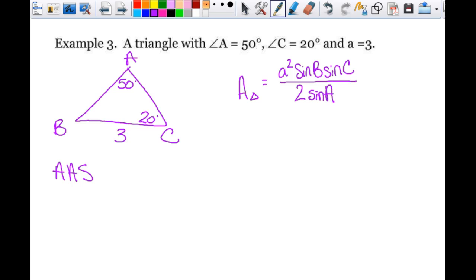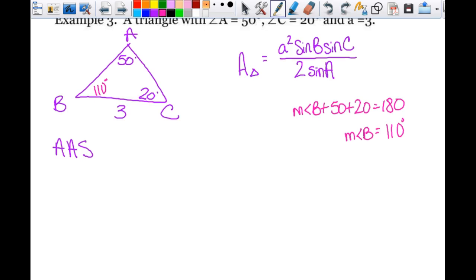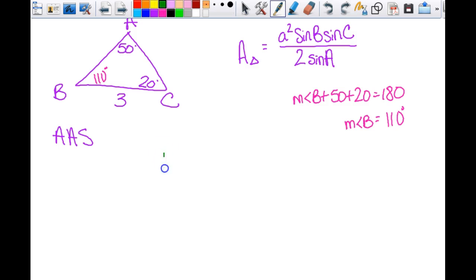So in order to do this, you have to have all three angles. Easy to do. We know that the measure of angle b plus 50 plus 20 equals 180. So that gives me 70, which means the measure of angle B then is what? 110. So now I just substitute it all in. The area of the triangle is equal to the side you know, 3 squared, times the sine of B, which is 110, times the sine of C.